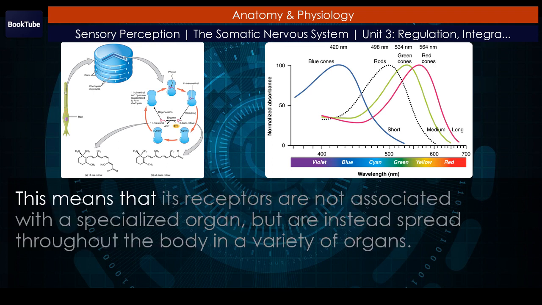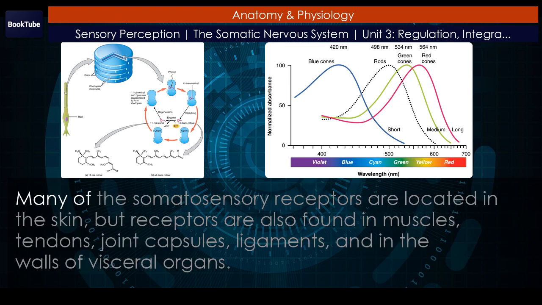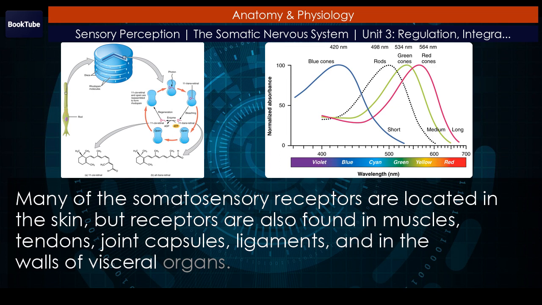This means that its receptors are not associated with a specialized organ, but are instead spread throughout the body in a variety of organs. Many of the somatosensory receptors are located in the skin, but receptors are also found in muscles, tendons, joint capsules, ligaments, and in the walls of visceral organs.